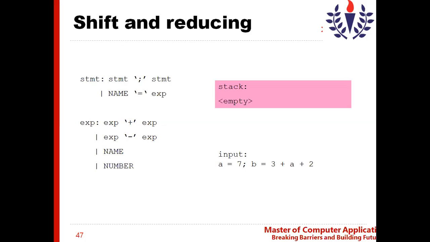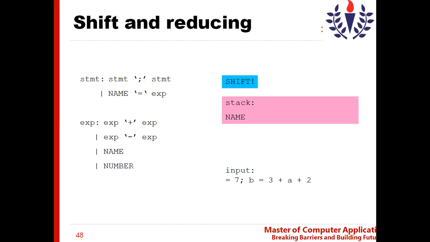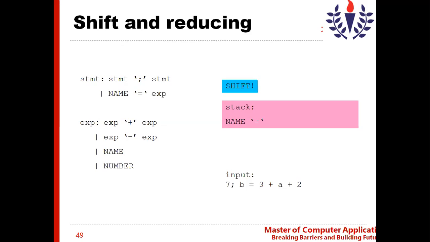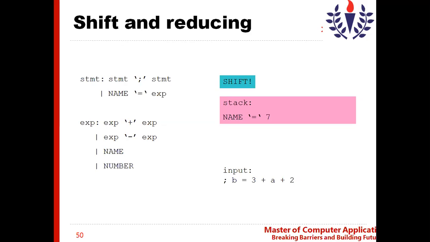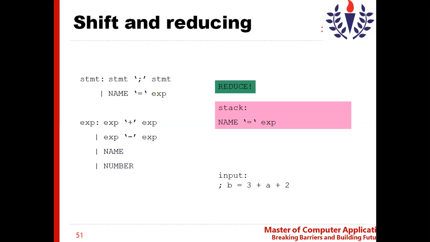So first we have the input A. A can be matched with the lex pattern A to Z plus, so that it returns the token name. When the first input is pushed into the stack, we call that shifting. So we have the token in the stack. Now the next input is equal to, which is shifted to the stack, and the next input is 7. 7 is processed by the lex pattern 0 to 9 plus, and returns the token number. So here we have the number inside the stack, and the number is replaced by EXP.